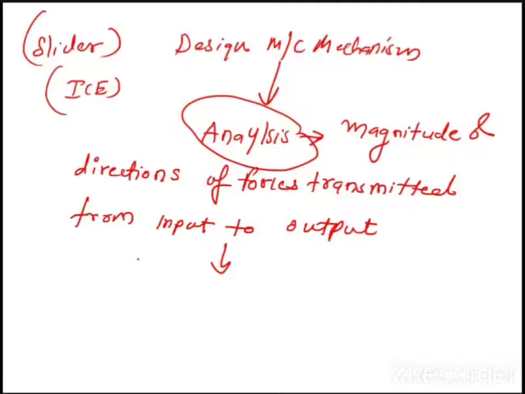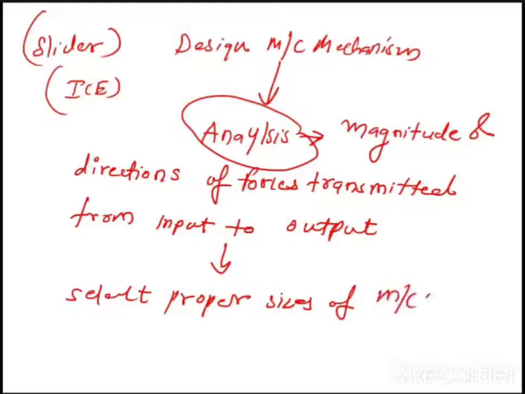Again, there are some parts of that particular slider crank mechanism. So what are the parts? Crank, connecting rod, piston, cylinder. Then you have to select some material and select the proper sizes of machine components. Machine components means what? Crank, connecting rod in case of the IC engine. So you have to select the proper sizes.